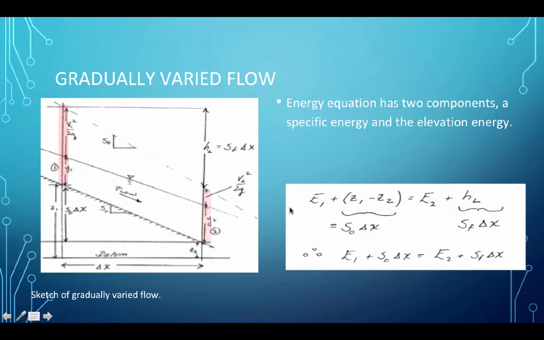If we make the replacements, we now can rewrite the modified Bernoulli's equation as E1, the specific energy at section 1, plus z1 minus z2 is equal to E2 plus the head loss. We can replace that by the bottom slope multiplied by the spacing delta x, and we can replace this term by the friction slope multiplied by the spacing delta x to come up with this expression: E1 plus S0 delta x equals E2 plus S sub f delta x. So that's still our energy equation, we've just changed letters of the alphabet.